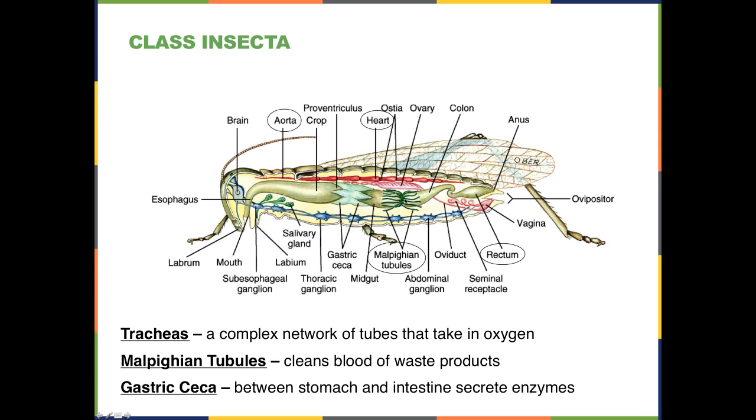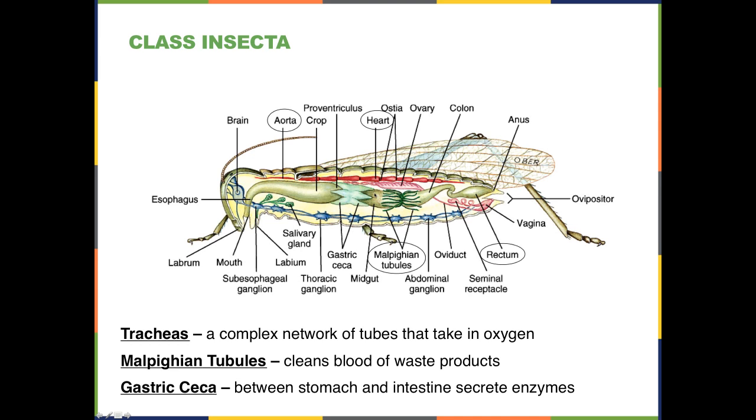The Malpighian tubules are not part of the digestive system. They're part of the excretory system. And they act very much like the green gland in the previous crustaceans that take waste products out of the blood and secrete those waste products into the environment.